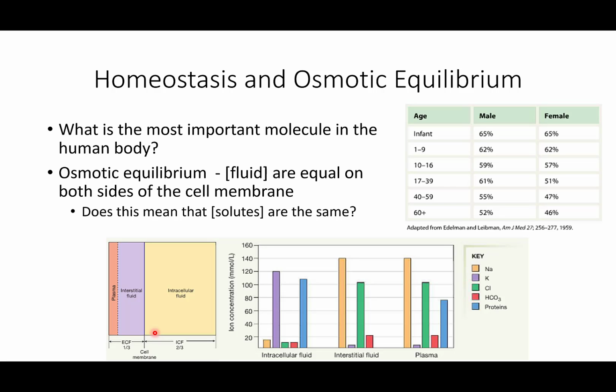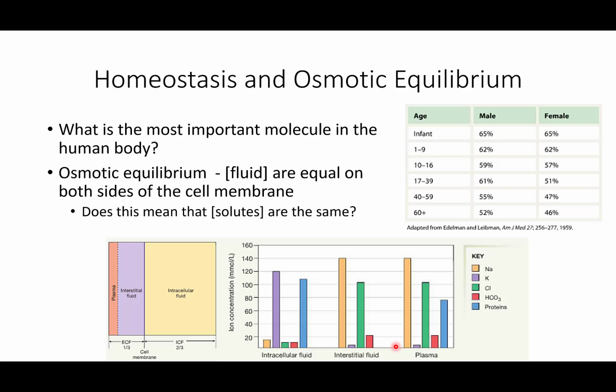Now, just because we have an osmotic equilibrium on both sides of the cell membrane, does that mean we have equal amounts of water per se, and does it mean that the solutes on either side are the same? And the answer to both of those is no. Obviously here it's 2/3 of the water found in the cell, 1/3 found outside of the cell. The reason why the water volumes aren't necessarily the same is because we have different solutes that are found within that. So osmotic equilibrium is the concentration of fluid as a function of the number of particles per liter. That's osmolarity. Number of particles per liter is our osmolarity.